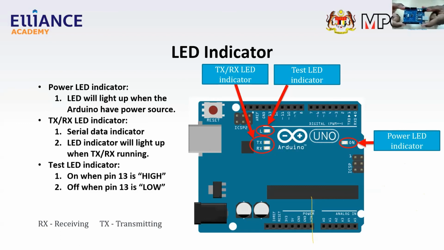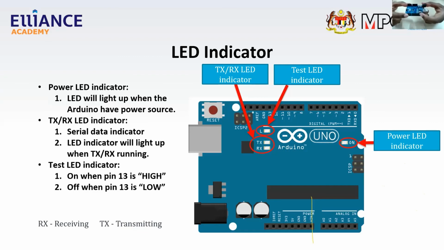Okay. And finally, we have the test LED. The LED that is labeled TEST. This is to test whether the board is functioning properly. Sometimes we can only see the board is lit up, but we don't know if it's functioning. So this is how we test it. We simply trigger pin 13. You can see here pin 13, there are many pins here from 0 up to 13.